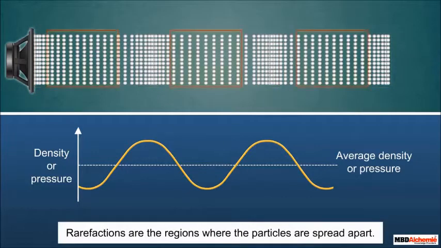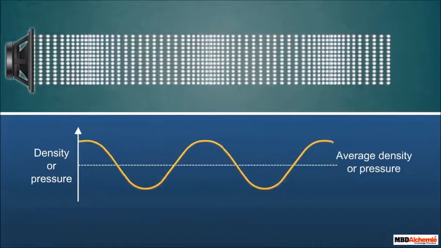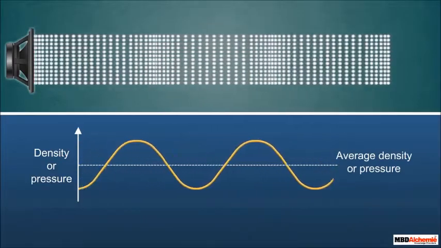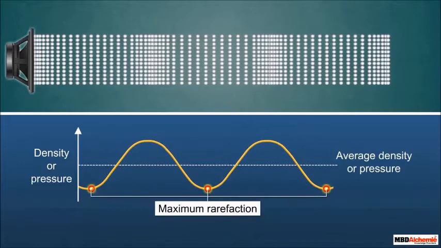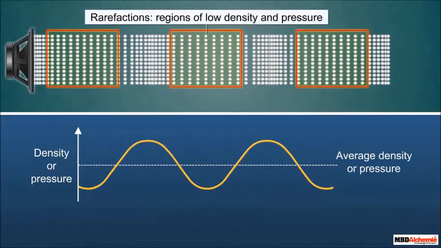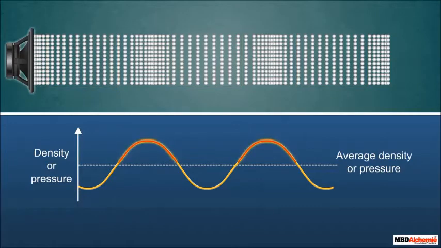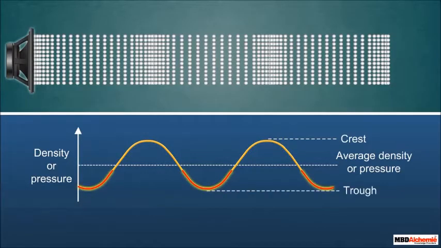Rarefactions are the regions where the particles are spread apart and are represented by the valley, that is, the lower portion of the curve in the figure. Here also, the extreme bottom point represents the region of maximum rarefaction. Thus, rarefactions are the regions where the density as well as the pressure is low. A peak of the curve, representing compressions, is known as a crest, and that of the valley, representing rarefactions, is known as a trough of the wave.